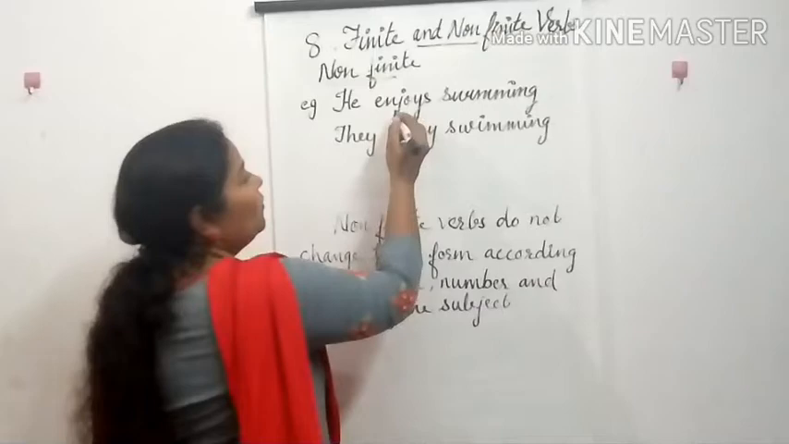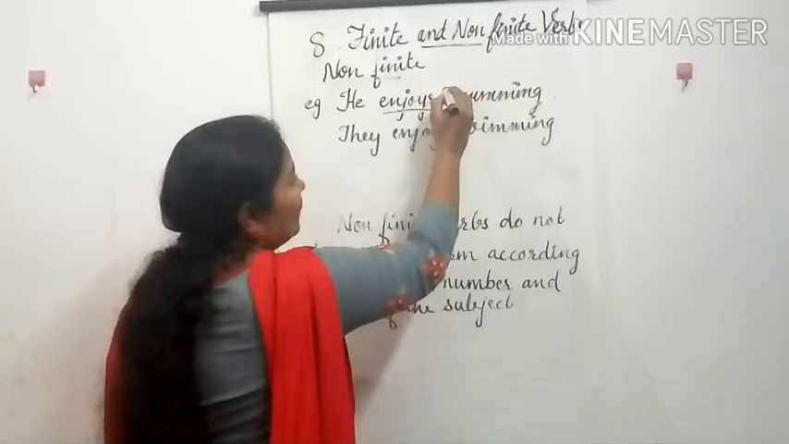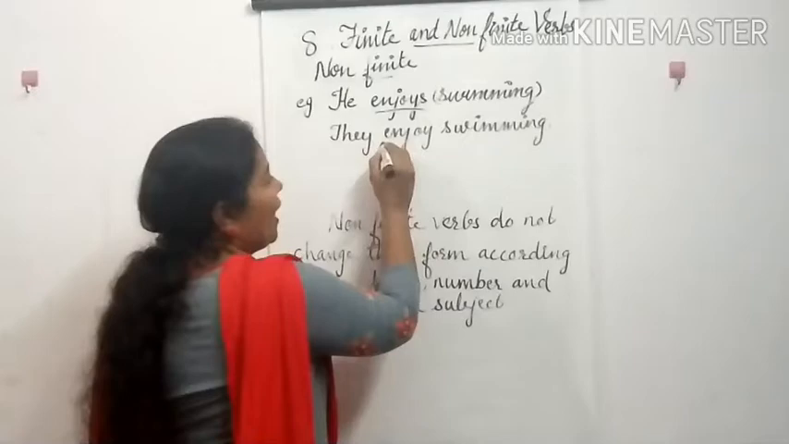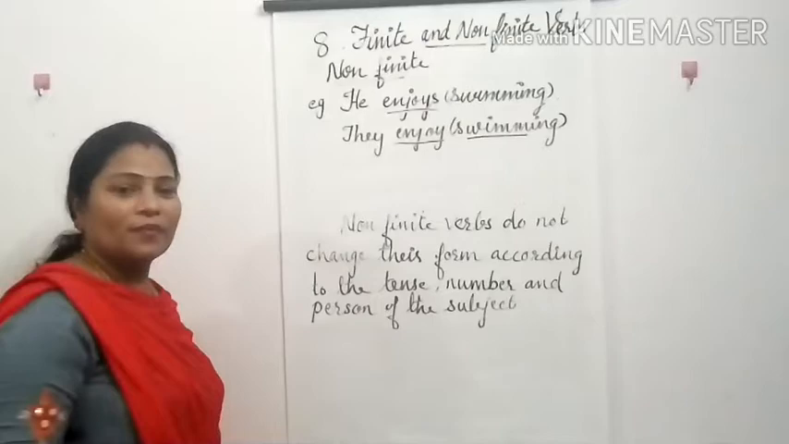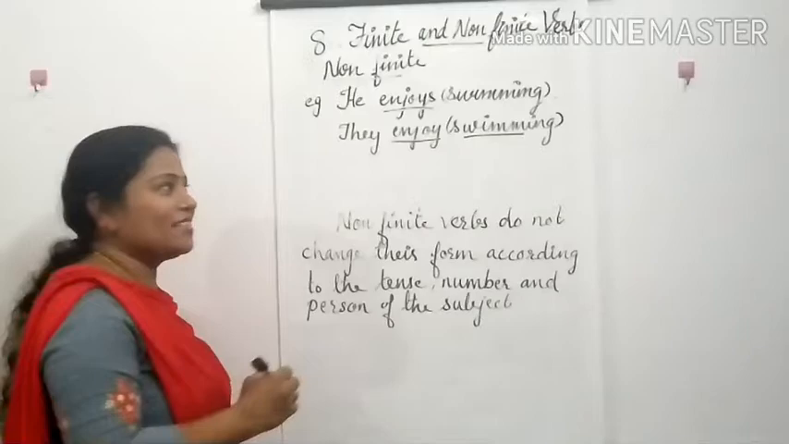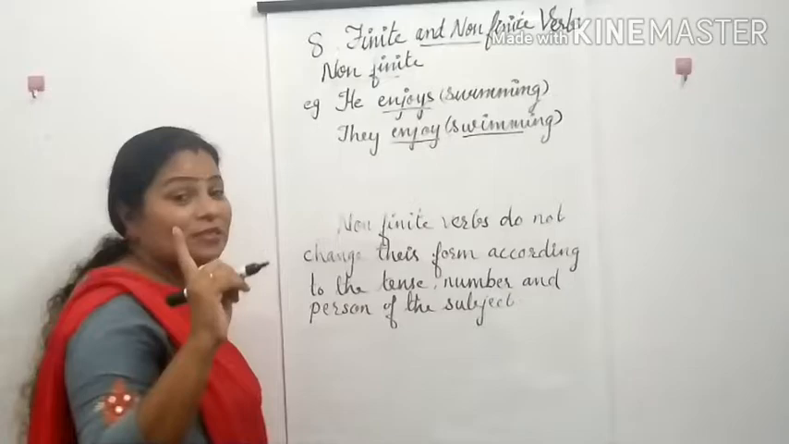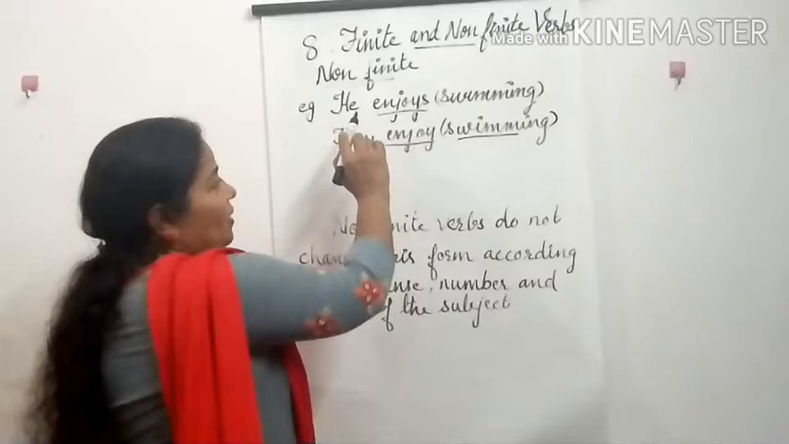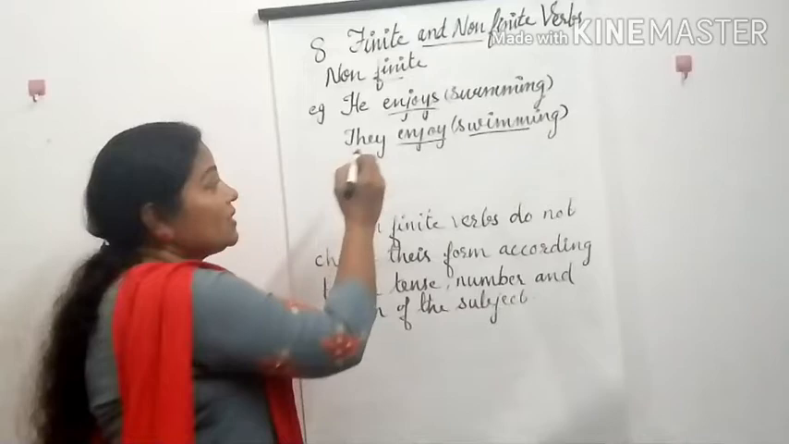Yes, we have two verbs. One is enjoys and the other is swimming. In the second also, we have enjoy and the other one is swimming. Now, can you find something here in these sentences? See, he enjoys and they enjoy. If you remember the last class, you will know that enjoys or enjoy has changed according to the person.